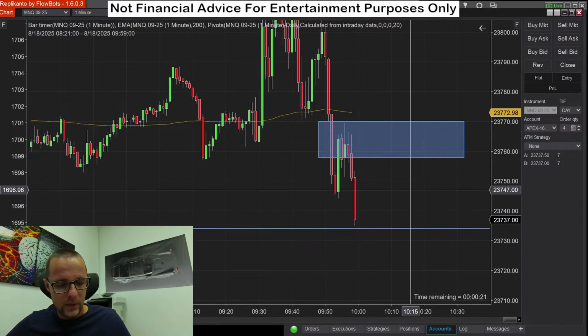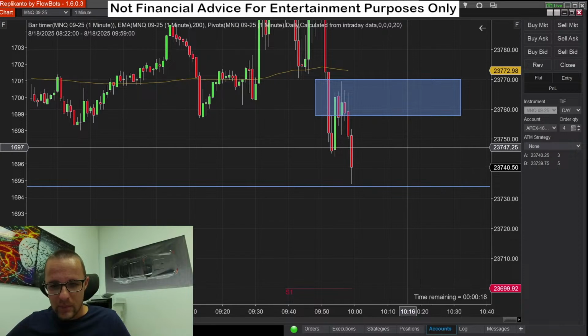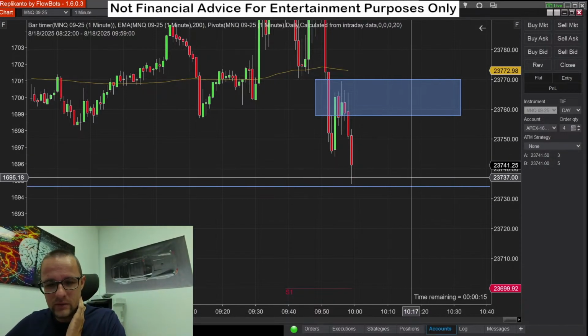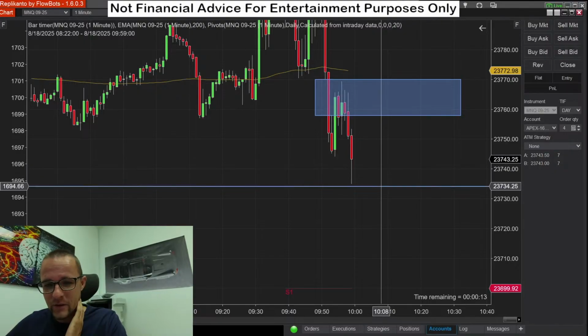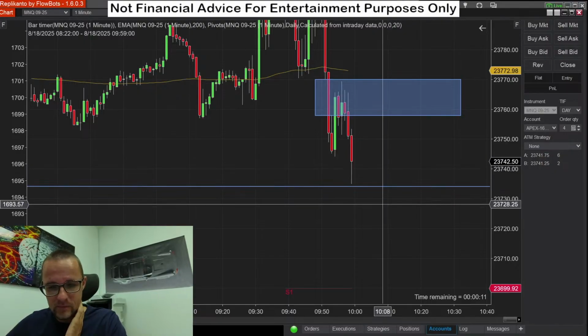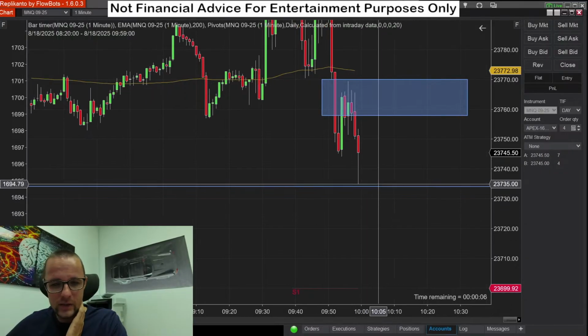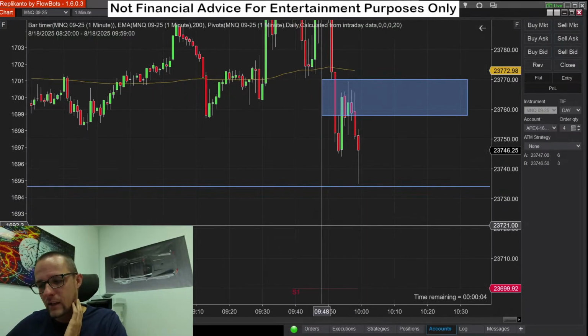All right, so we're dumping through this level. Let's see what happens here. I wonder if we're gonna get another gap to form here. Hasn't taken it out yet. It's come like a tick away. Look at that. Oh my gosh.